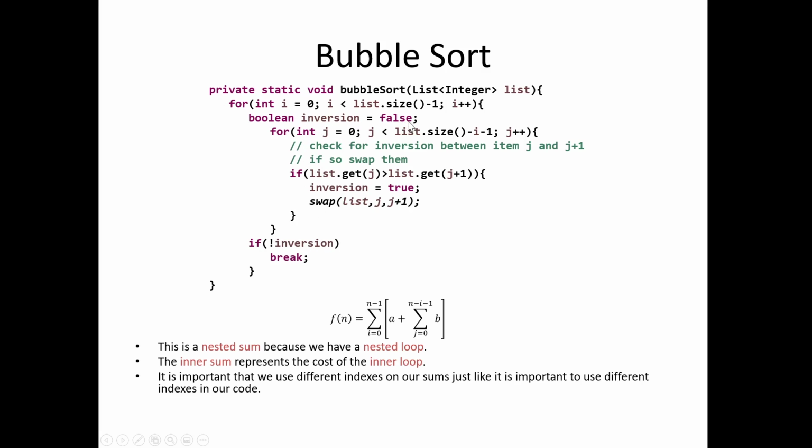So I've set my inversion to false up above here. Notice I only set it to true if I make this swap. That means I only set it to true if I find 2 elements that are out of order. Notice if I never find 2 elements that are out of order, that means they must all be in order. And so I've got a simple break here telling me to break out of my loop in that condition.